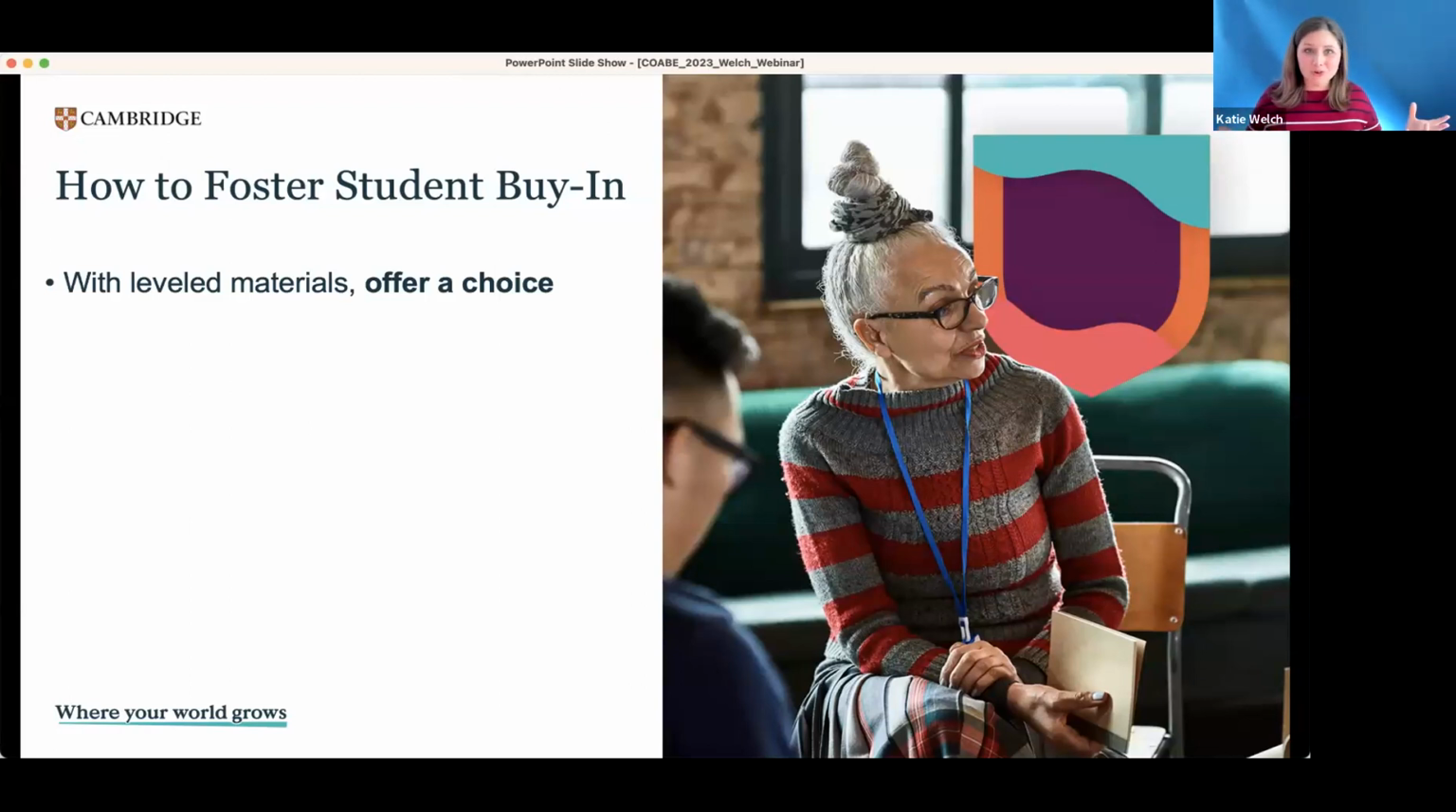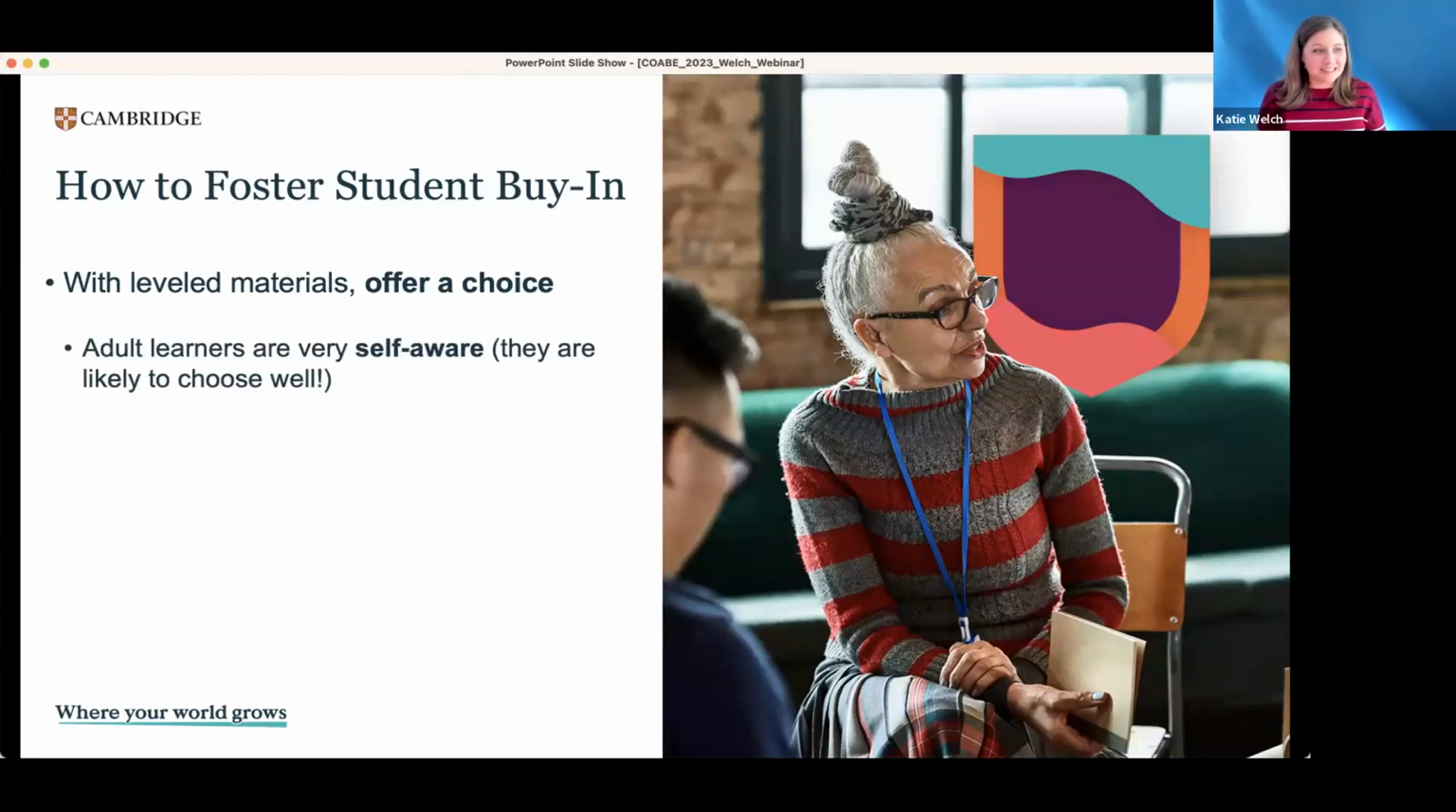Instead, I offer a choice to them and say, I have these activities. Which one would you like to do? And what I find is that adult learners are usually pretty self-aware. They usually will choose pretty well.